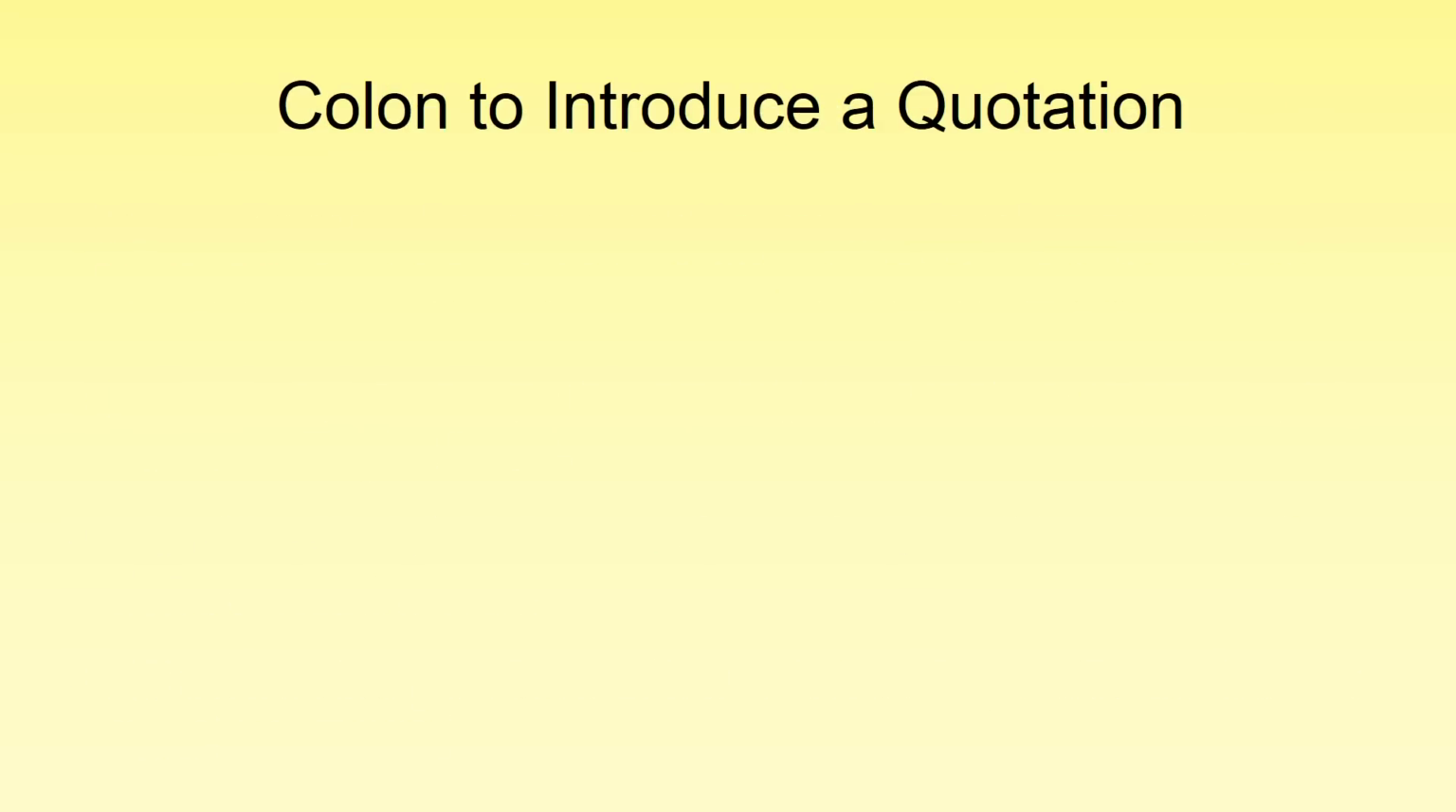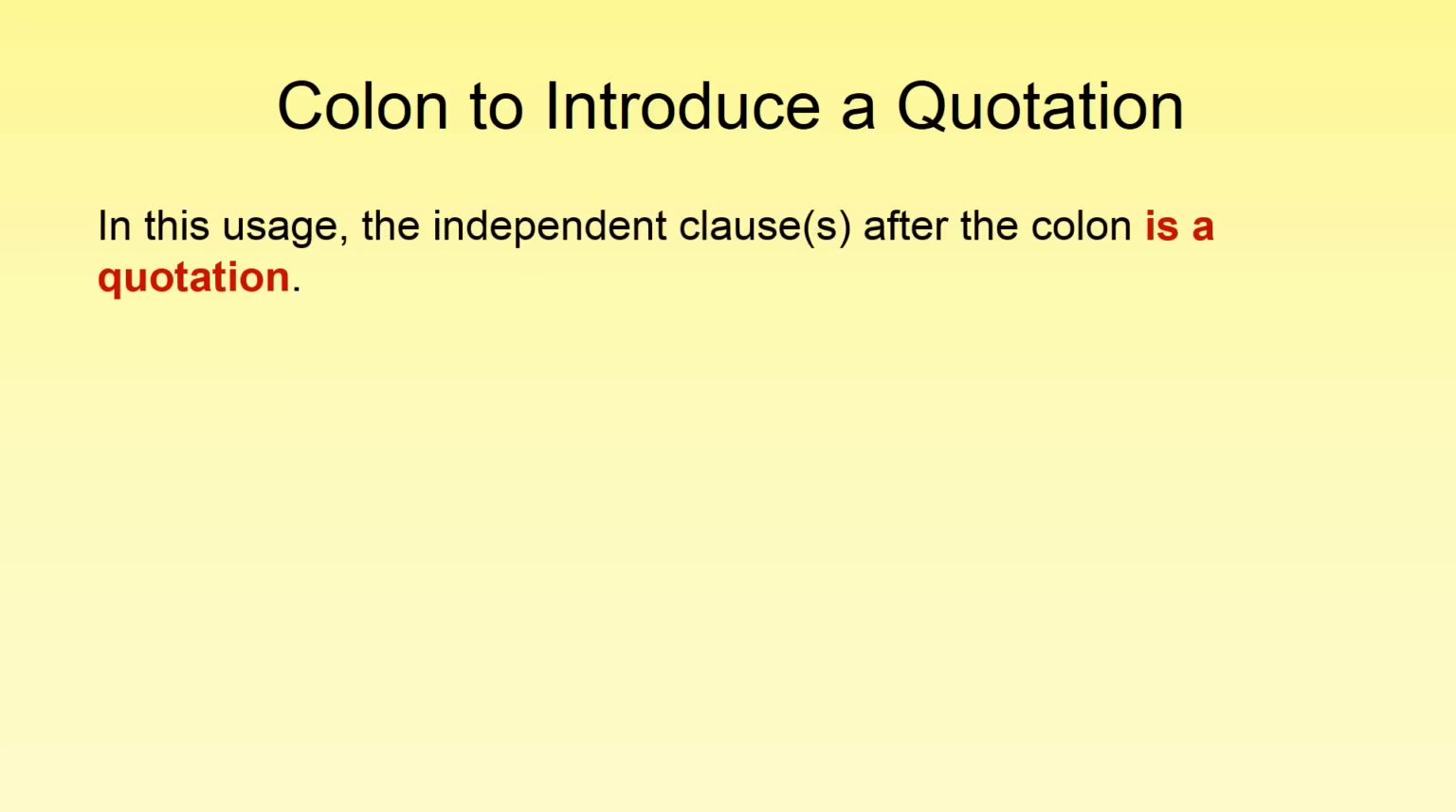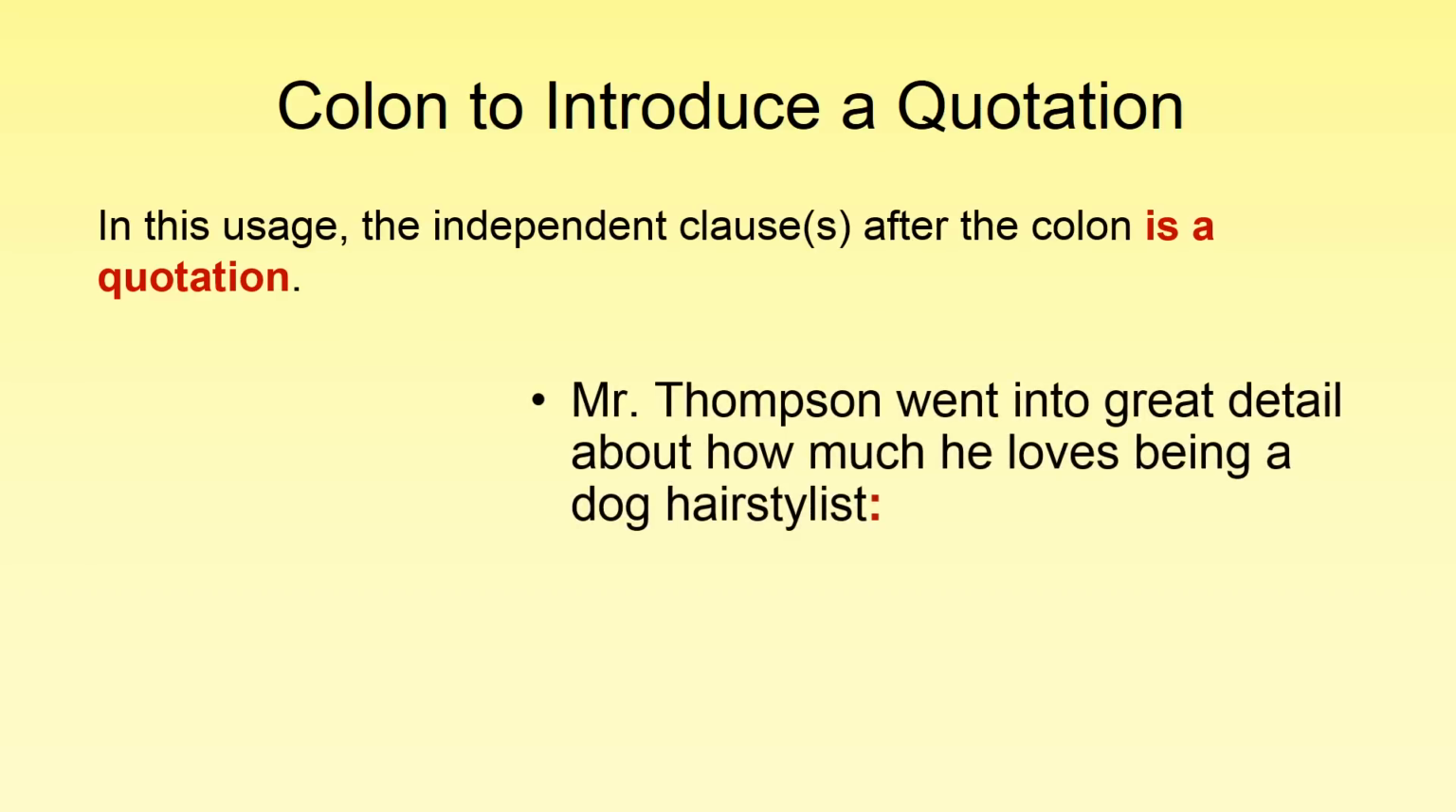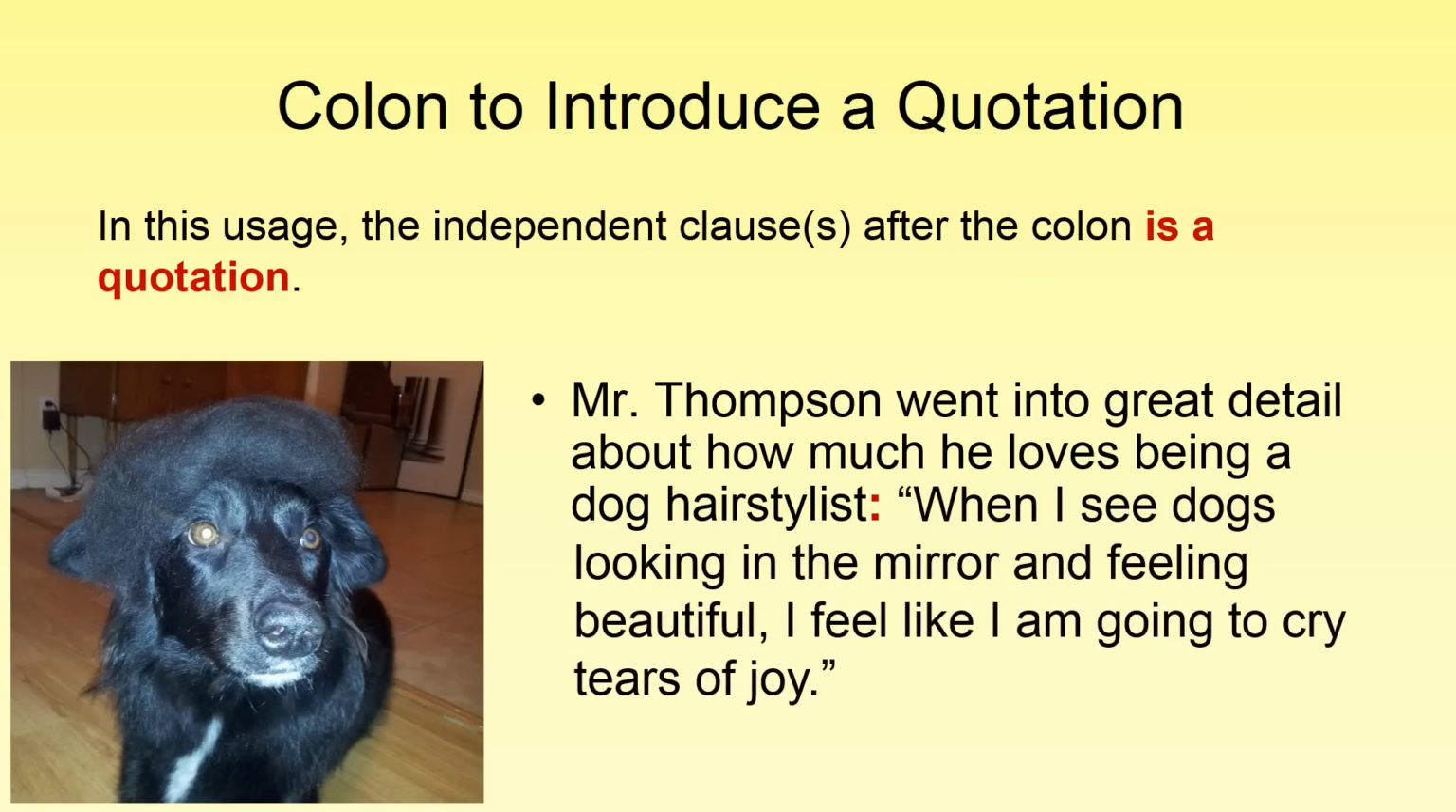The last usage of the colon that we're going to look at is much the same as the prior two. We use it to introduce a quotation, and we're going to have an independent clause before that quotation. Mr. Thompson went into great detail about how much he loves being a dog hairstylist. Well, we know once we see this, we've introduced something, now we're going to say something about it. In this case, we're going to get a direct quote from Mr. Thompson. When I see dogs looking in the mirror and feeling beautiful, I feel like I'm going to cry tears of joy.